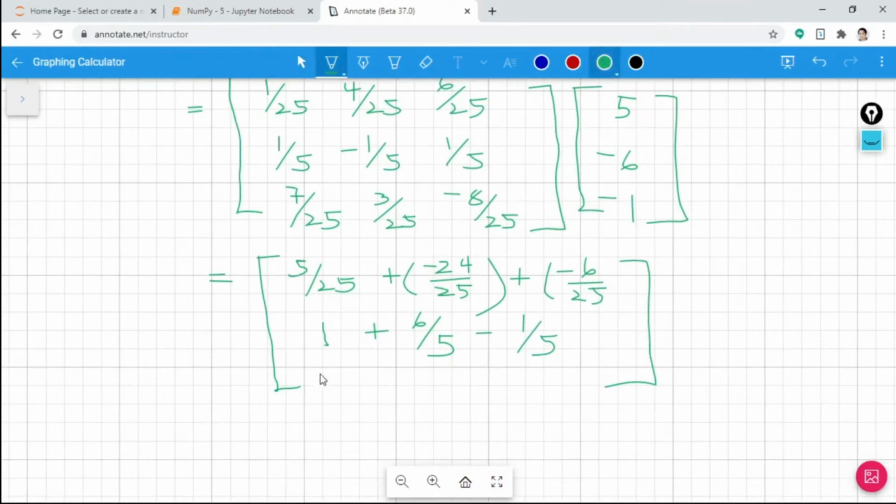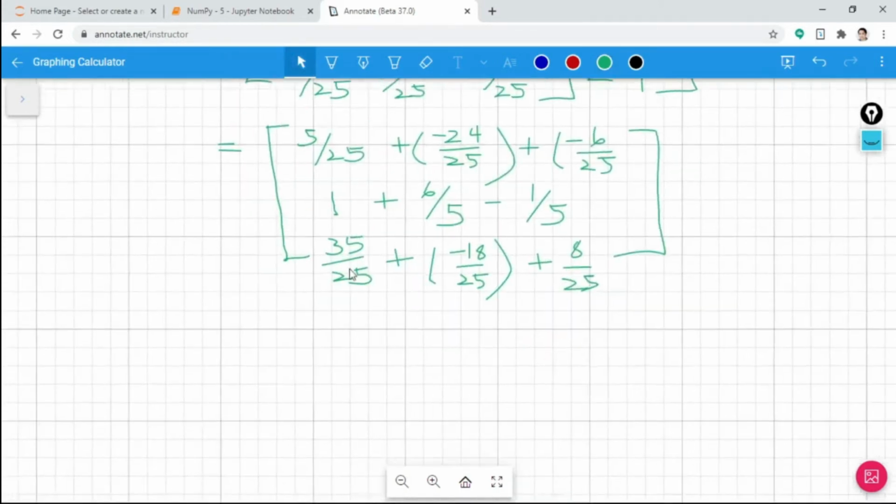So 7 times 5, so this one is 35 over 25. So plus, so this one is negative 18 over 25. Okay, so last one. So this one is positive 8 over 25. So if we find the value here, I think this will be the solution.